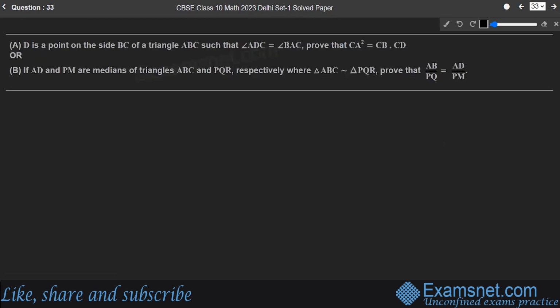Now, next question. D is a point on the side BC of a triangle ABC such that angle ADC is equal to angle BAC. Prove that CA square is equal to CB into CD. So let us make the figure first. D is a point on the side BC of a triangle.